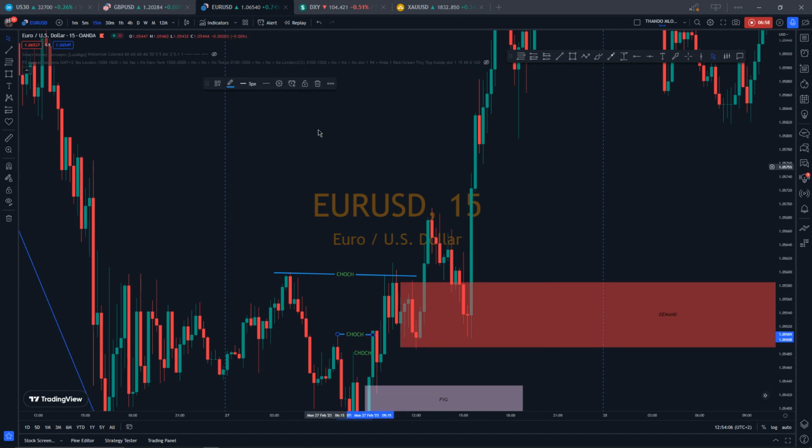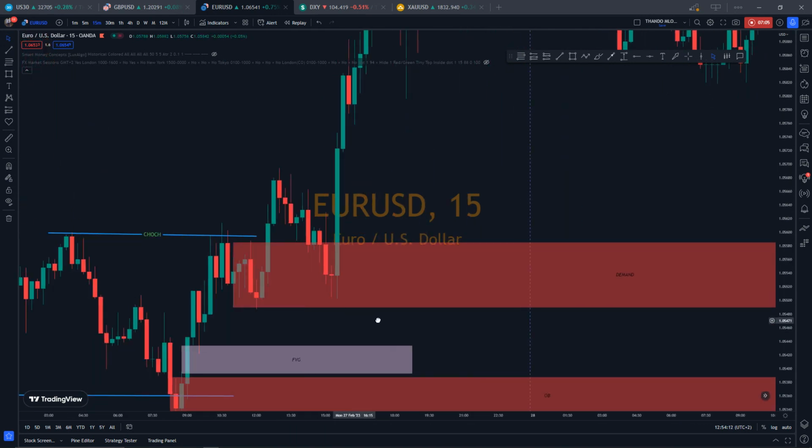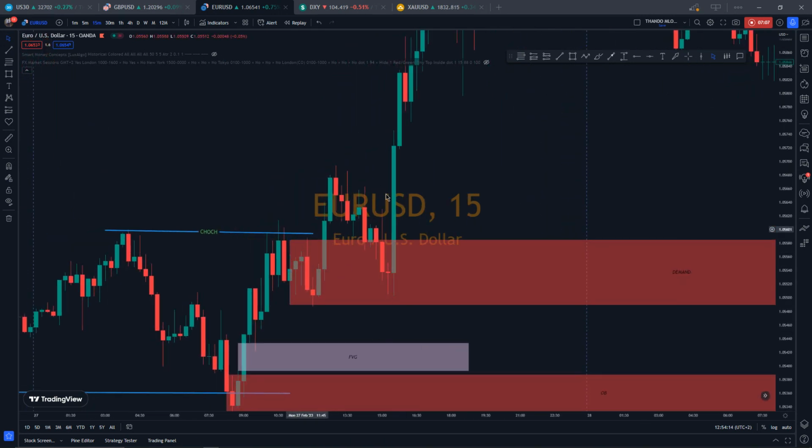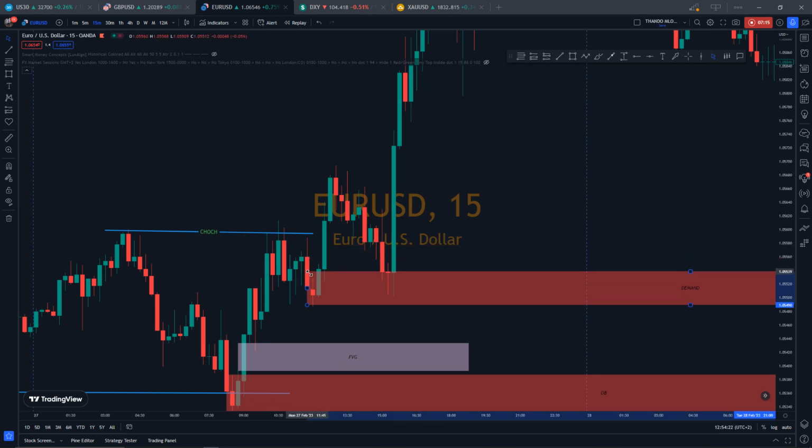Let's remove that as well. Let's remove that. That was on the M15 time frame, right? So now we have our demand over here on the H1 time frame. That's the one that we're actually looking out for. And then we scale it down. We look at really what caused the break of the structure here.